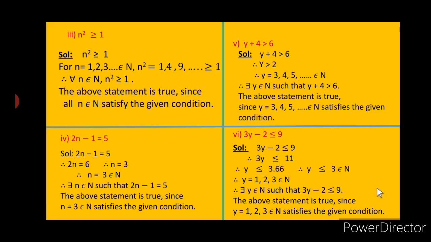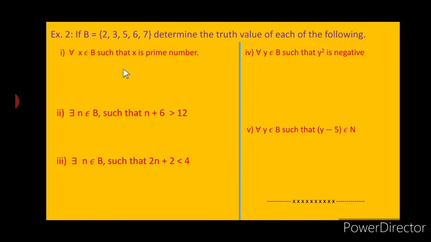Understood? Now let us move to question number 2. See over here, B is equal to {2, 3, 5, 6, 7}, this is the set B they have given. Determine the truth value of each of the following. Now over here, what have they given? They have given the quantified statements and the set B. Correct? We have to check whether these statements are true or false.